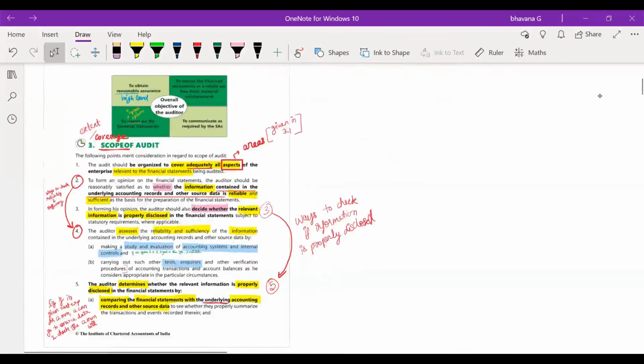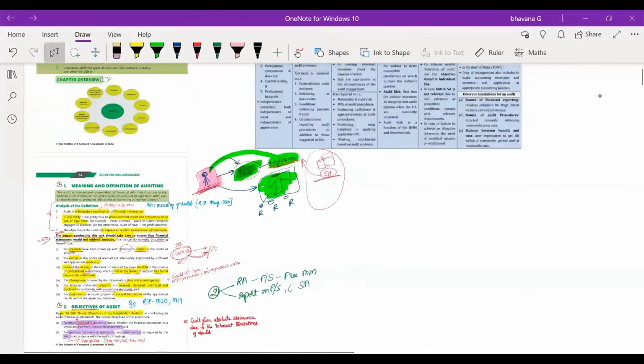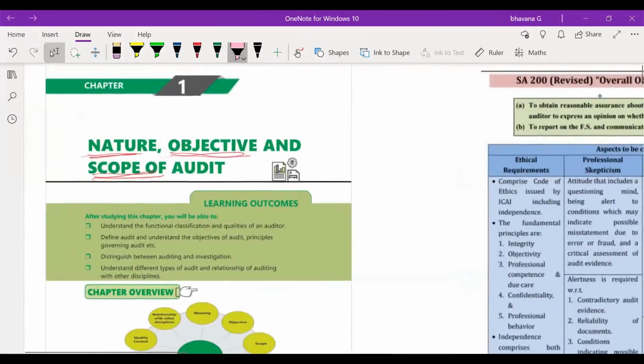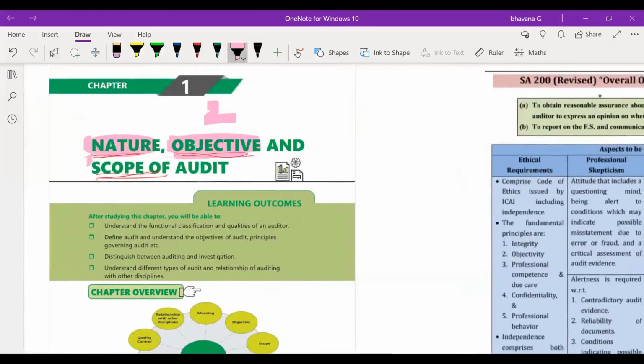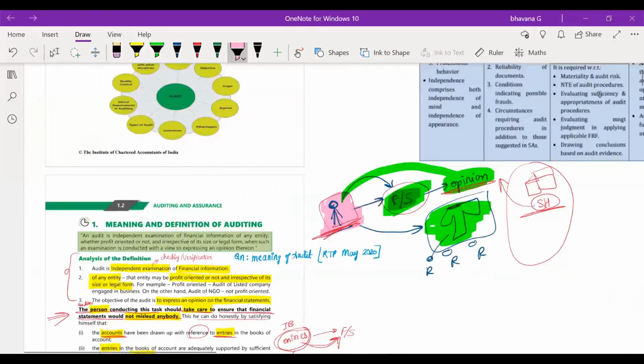Okay, guys. Next, what we are going to study, see, now we have studied what is the nature of audit. Okay, and we have also studied what is the objective of audit. There are 2 objectives of audit we just studied. Next, we are going to study the scope of audit. Okay, next what we are going to study is the scope of audit.